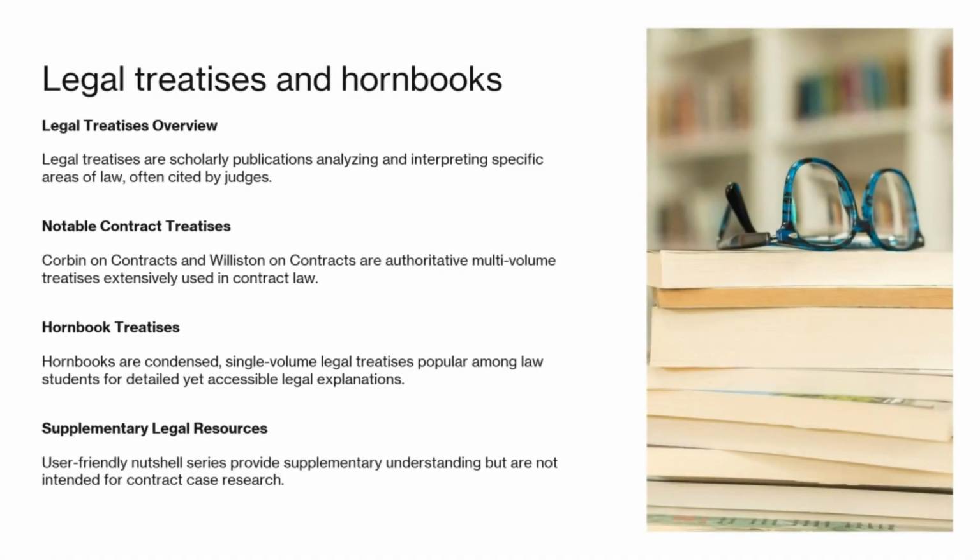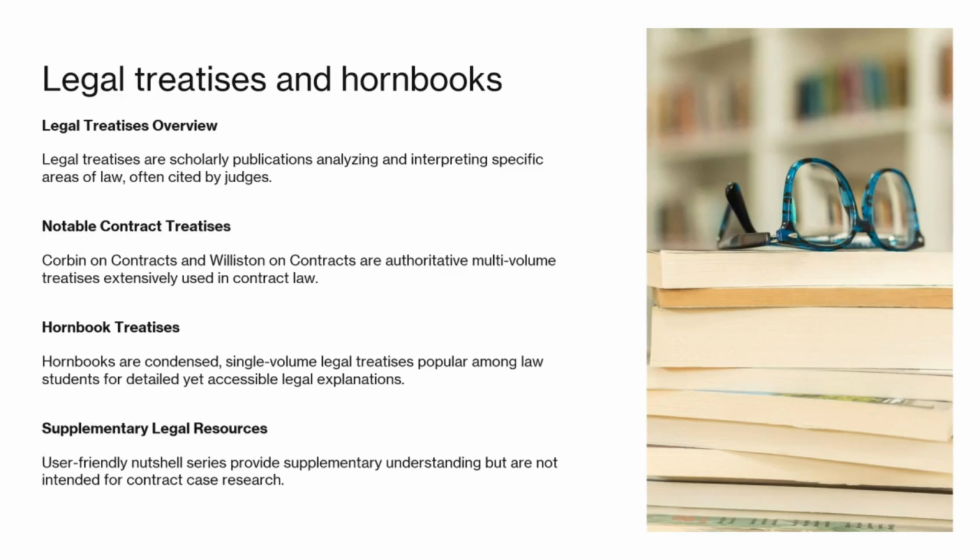So when we begin our journey into legal treatises and hornbooks, or into the research process, this is a good starting point: using legal treatises and hornbooks. A legal treatise is a scholarly legal publication devoted to the study and interpretation of an area of law. Those most frequently cited by judges are Corbin on Contracts and Samuel Williston's A Treatise on the Law of Contracts. Corbin can be found online on LexisNexis, and Williston can be found online on Westlaw.